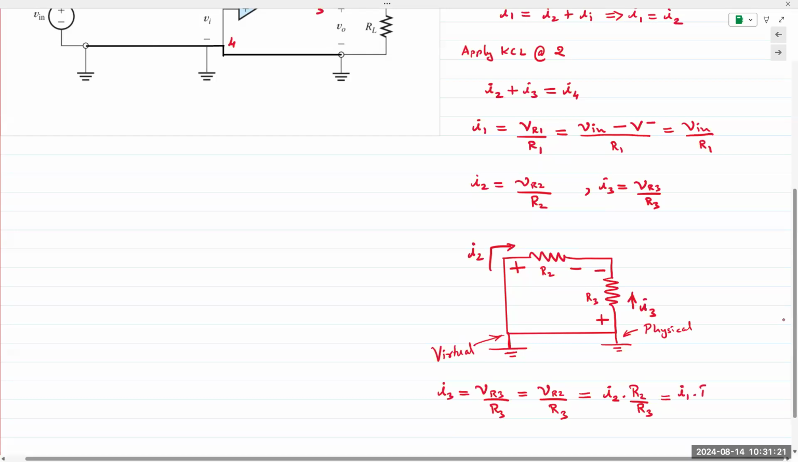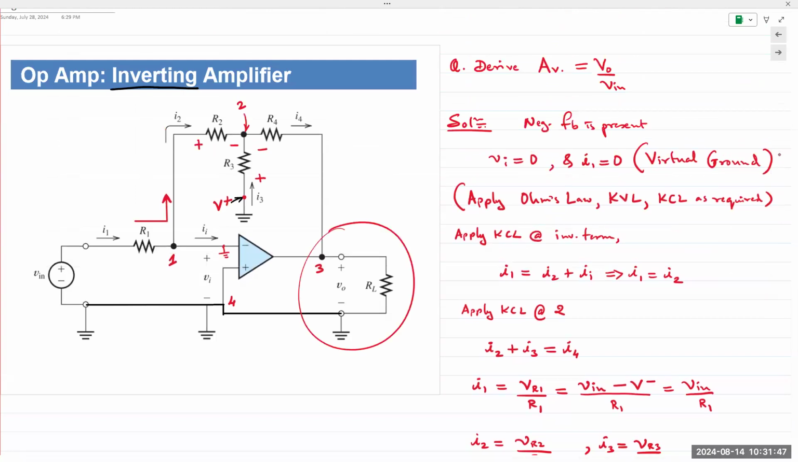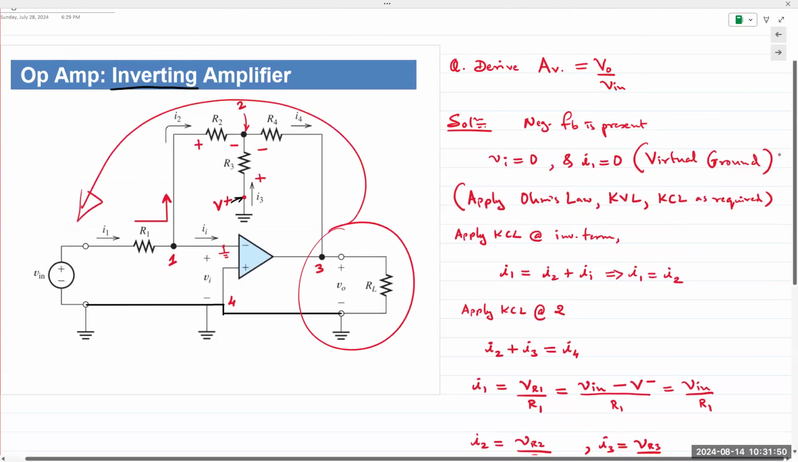So I1 times R2 over R3. I'm working backwards. When we analyze this kind of circuit, again, the goal is to find the gain. The gain A or AV, voltage gain, is given by V out over V in. V in is a known quantity. We want to predict what V out is going to be, right? So we are working backwards. We are starting at the far end, right here. We are working backwards to obtain V in into our equation.